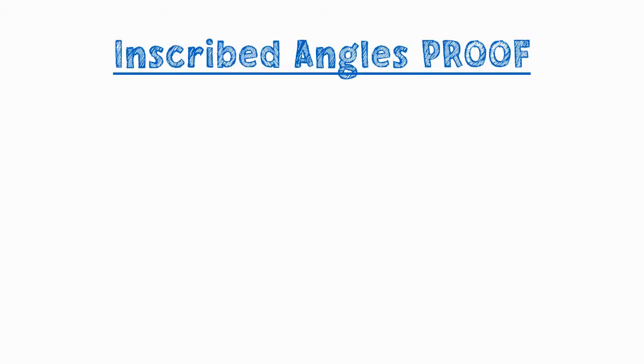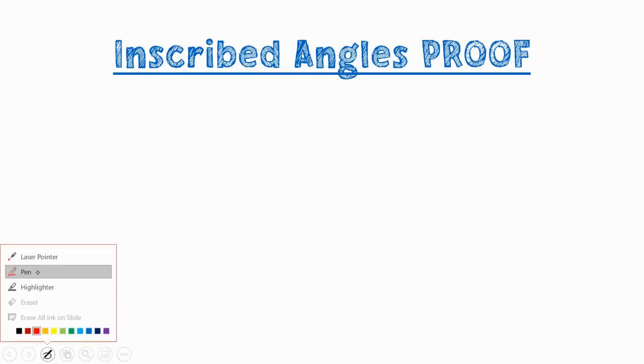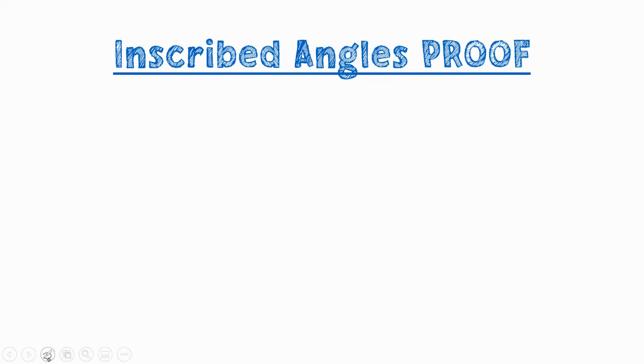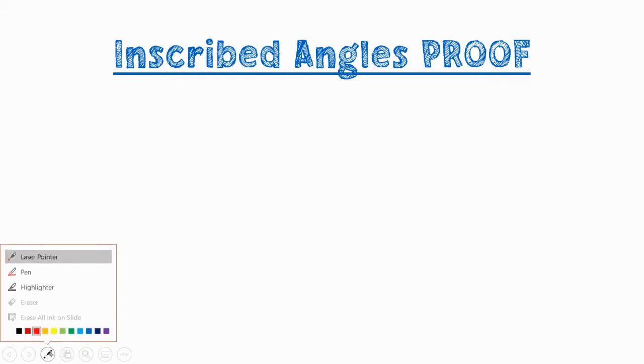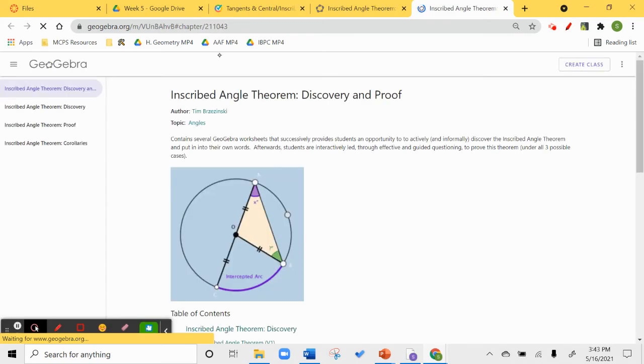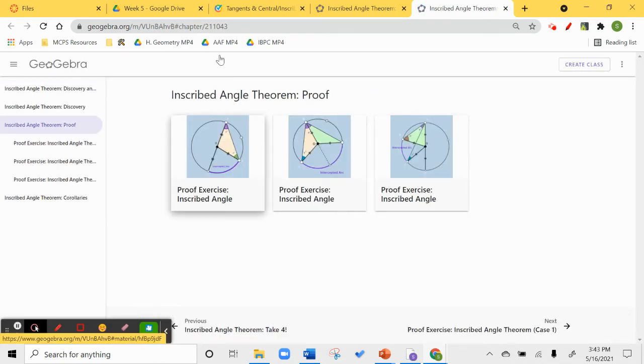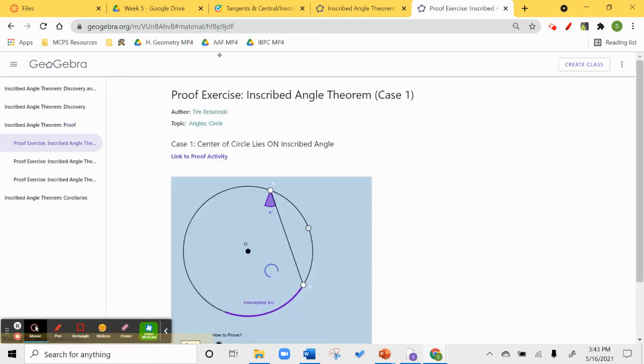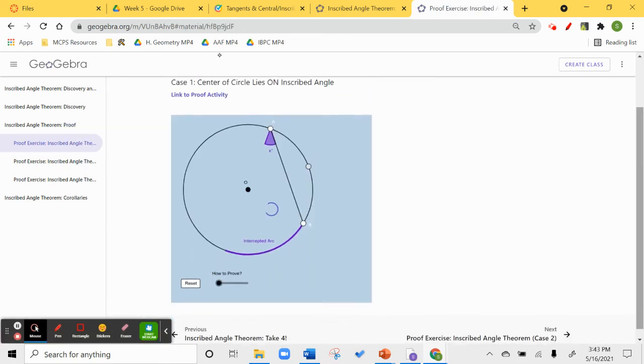So let's take a closer look at these inscribed angles. And let's look at what I'm going to very loosely call a proof. Okay. So there's a few different cases, and I'm just going to show you how it works. Some of them I could put numbers in, but I'm not going to. So hopefully you can see this.